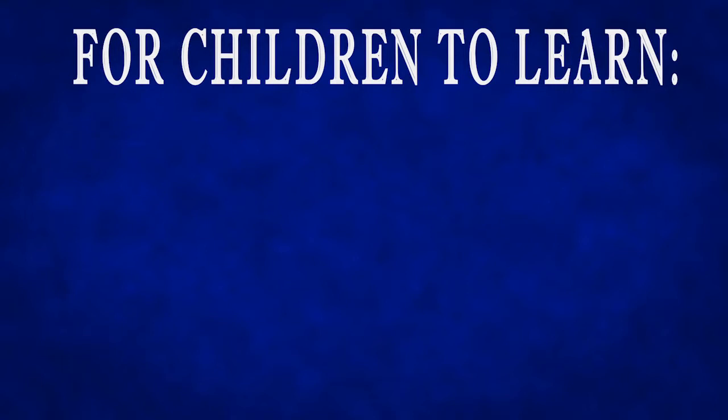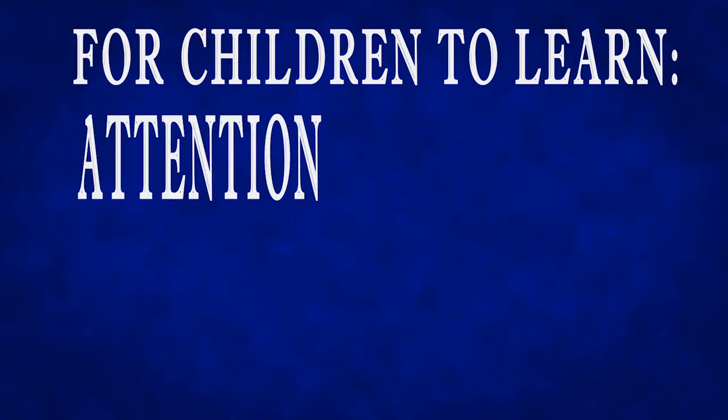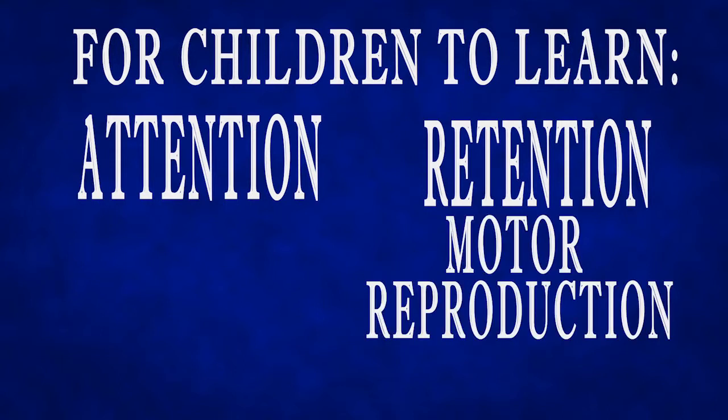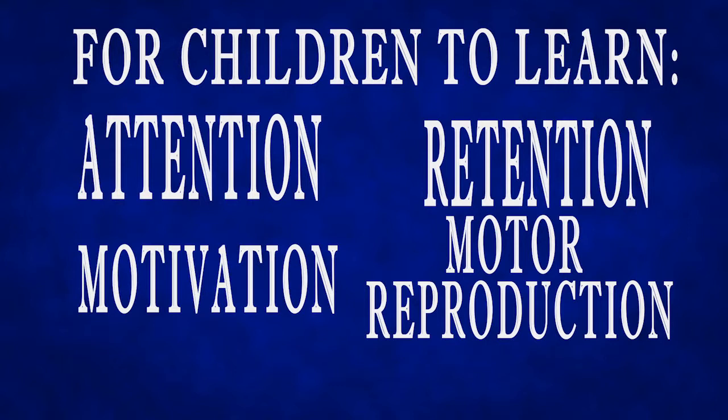In social learning theory, 4 things must happen for children to learn. Attention: the learner must pay attention. Retention: the learner must remember what happened. Motor reproduction: the learner must be capable of replicating the behavior. Motivation: the learner must want to replicate the behavior and believe that he is capable of doing so.